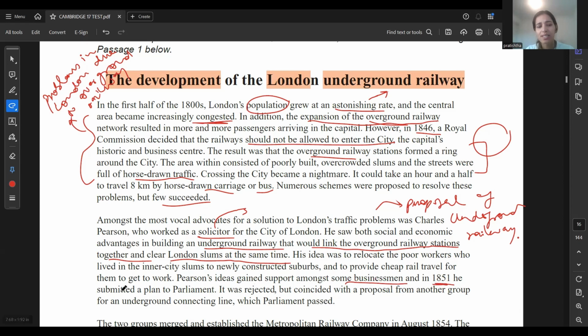And in 1851, he submitted a plan to Parliament. It was rejected, but coincided with a proposal from another group for an underground connecting line, which Parliament passed. Coincided means both of these plans were working side by side, and this worked, right? So basically, this is how we will try to figure out how to read properly. Once you have understood everything, it would be really easy for you to go ahead and figure out the answers. This would make it super easy for you.